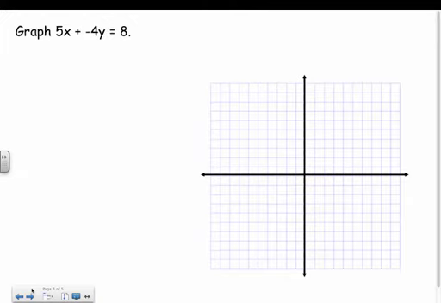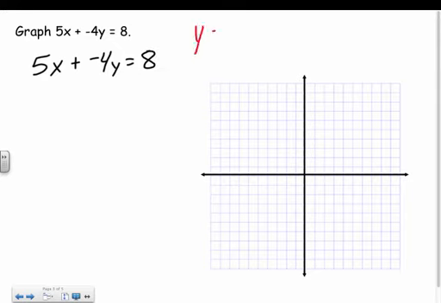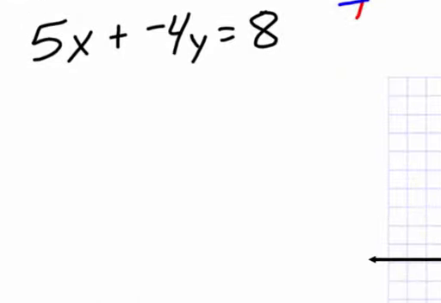Uh-oh, this isn't in slope-intercept form, is it? 5x plus -4y equals 8. Okay, and I know we could find the x and y intercepts and then graph those, but for today, we want to find it in slope-intercept form. So I'm going to rewrite this. So basically, what I want to happen is I want to get the y by itself, and I'm going to get the x term right after the equal sign.